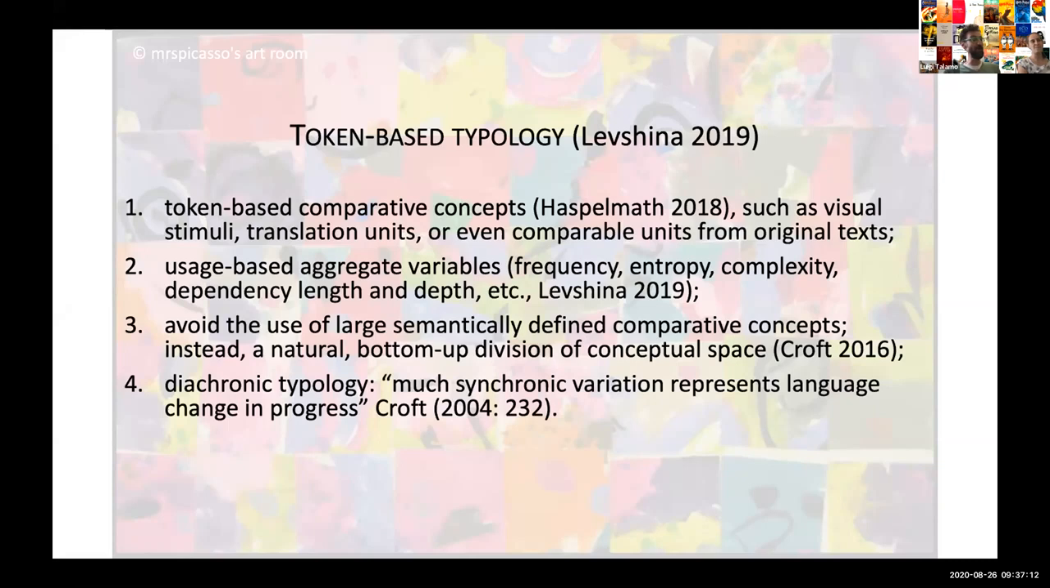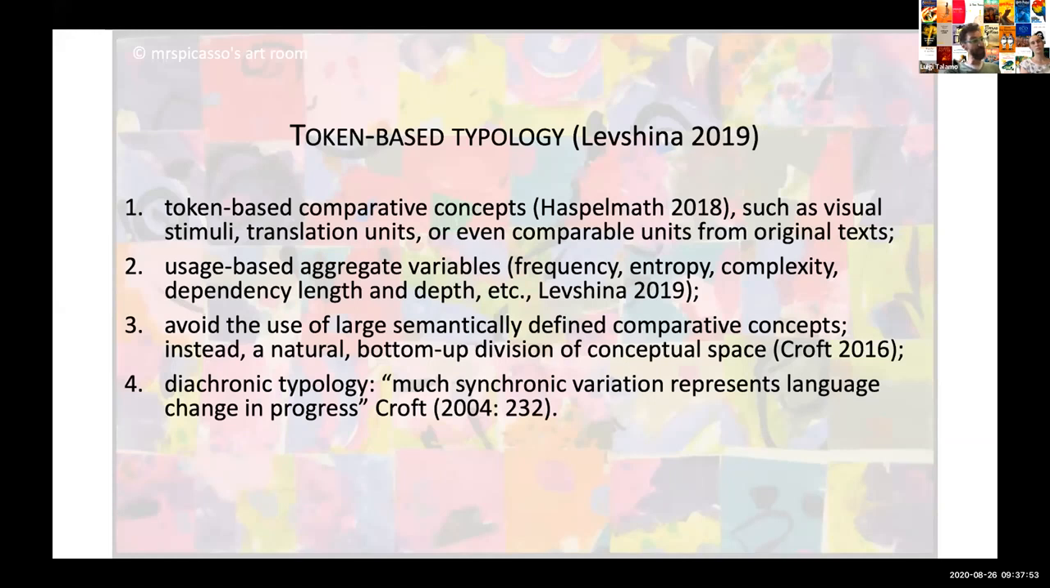This way of doing typology makes use of token-based comparative concepts, where for each stimulus or unit, we would have an utterance, a written sentence, or a set of sentences, which can be analyzed and later summarized using methods that do not cause maximal data reduction. Using the distribution of tokens, we can come up with usage-based aggregate variables such as frequency, entropy, complexity, dependency length and depth, etc. These variables are continuous and reflect variation that we find within languages. And of course, we also find this variation between languages.